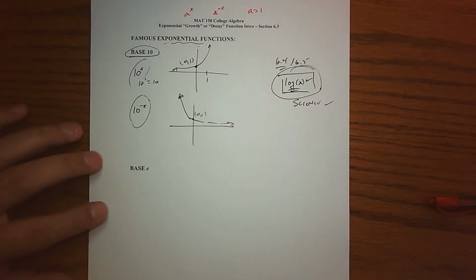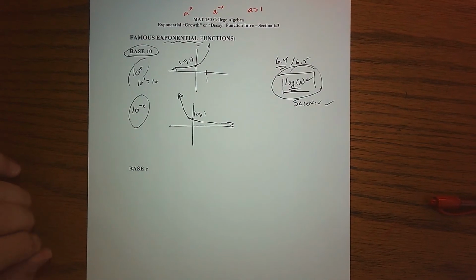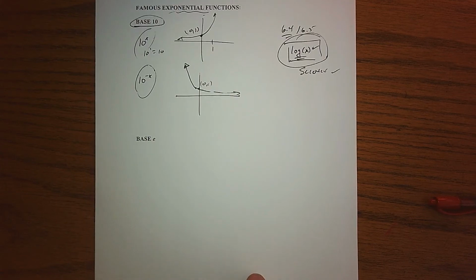I think another reason why this particular exponential function, base 10, is so famous is because we live in a base 10 world in terms of our decimal system. So that's another reason why it comes up quite frequently.